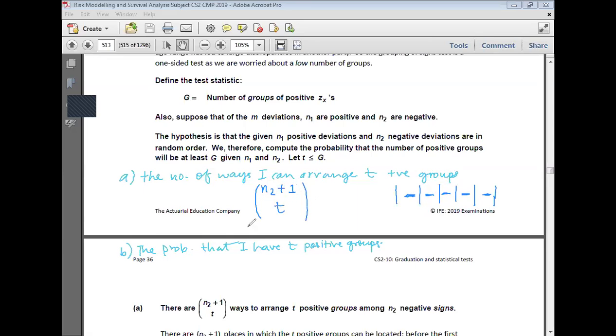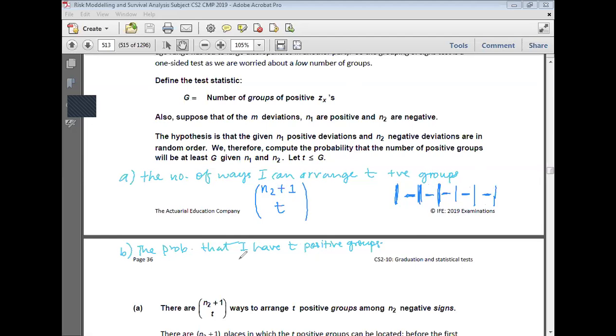And how many groups do I have? T. So the number of ways you can arrange T positive groups will be N2 plus 1 choose T. So you have N2 plus 1 choices and T groups. Let's say if you want to place 3 positive groups, you could place them in any of the 1, 2, 3, 4, 5, 6 places. So that is 6 C 3, and that is what you will have for this particular term. But now for this term, how can I classify the number of positive groups that I will have?